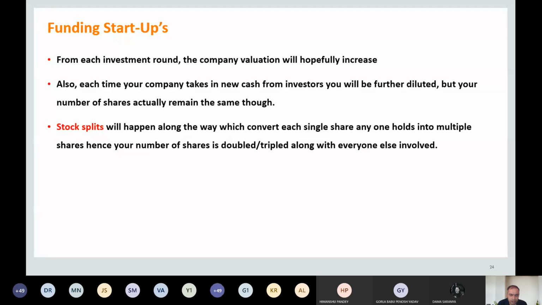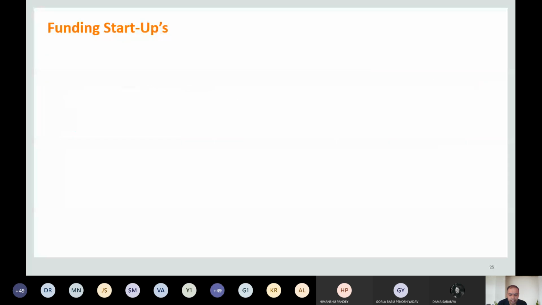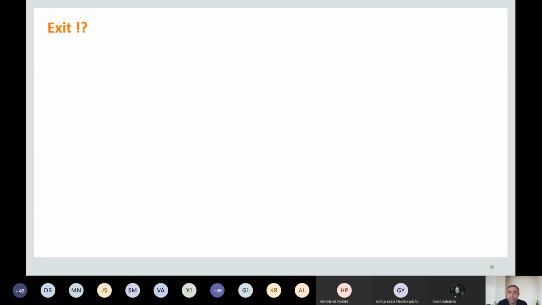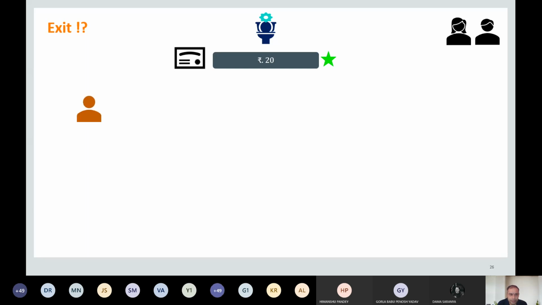As I told you, whenever the company wants to raise money, it will go for stock splits. Okay. Now many years have passed. What will happen now? You should know when to exit from your business. You started a company, the initial share value was 20 rupees, then your partner and your investor came in. After some years, your partner, your angel investors and the venture capitalists want to exit from your company.